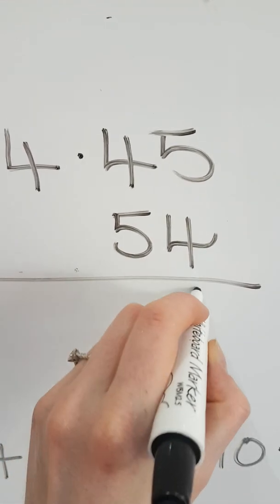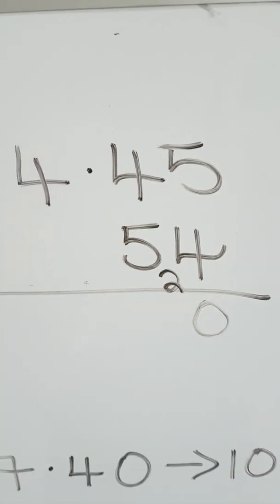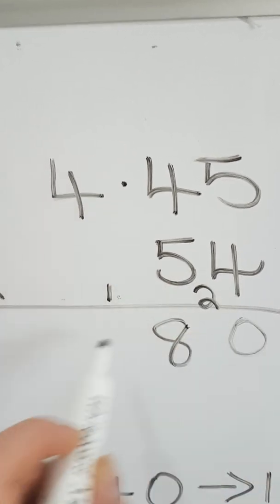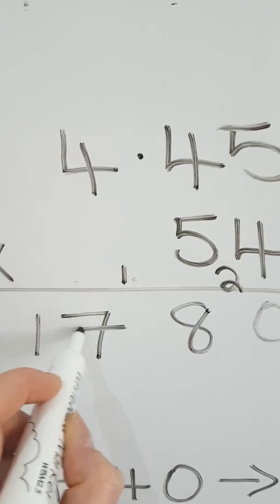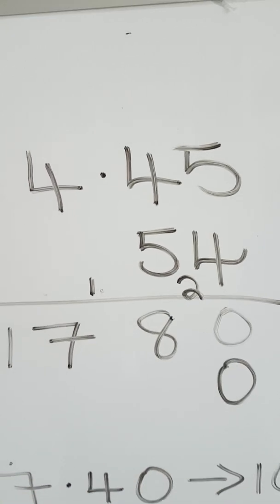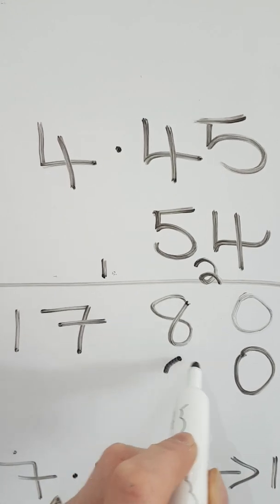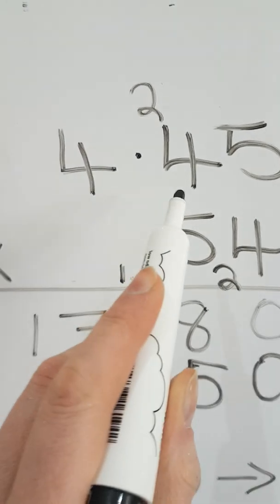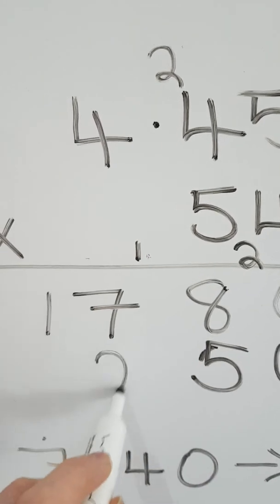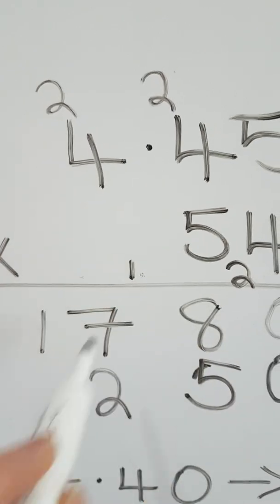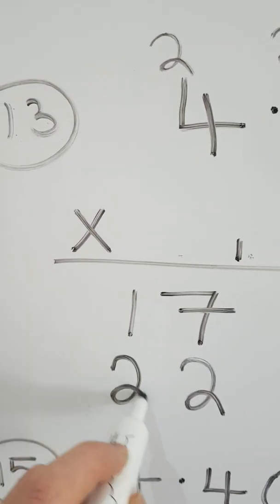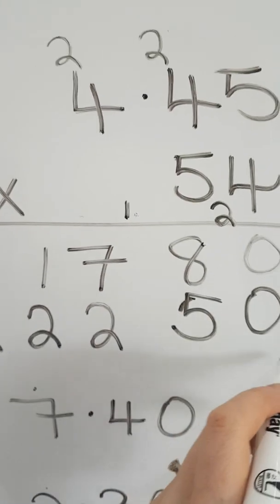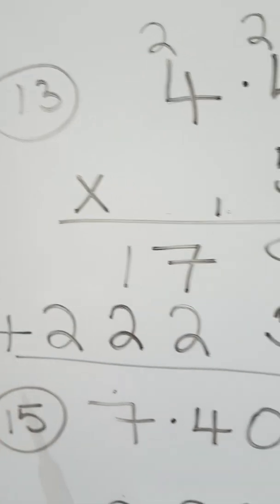Okay, so 5 4s are 20. Down my 0 and carry my 2. 4 4s are 16 plus 2 is 18, and 4 4s are 16 plus 1 is 17. Now don't forget to put down your 0. 5 5s are 25, so I'll put down my 5 and carry my 2 up the top. 4 5s are 20 plus 2, 22, and 4 5s are 20 plus 2, 22. So then we are going to add those together.